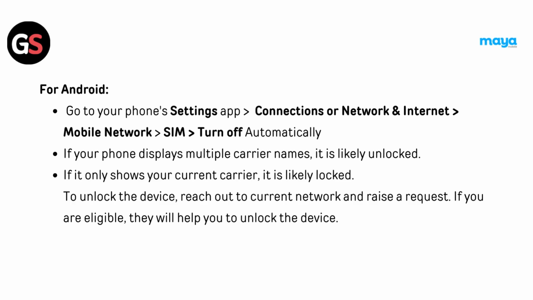For Android, go to your phone settings app, connection or network and internet, mobile network, SIM, turn off automatically. If your phone displays multiple carrier names, it is likely unlocked. If it only shows your current carrier, it is likely locked. To unlock the device, reach out to your current network and raise a request. If you are eligible, they will help you to unlock the device.